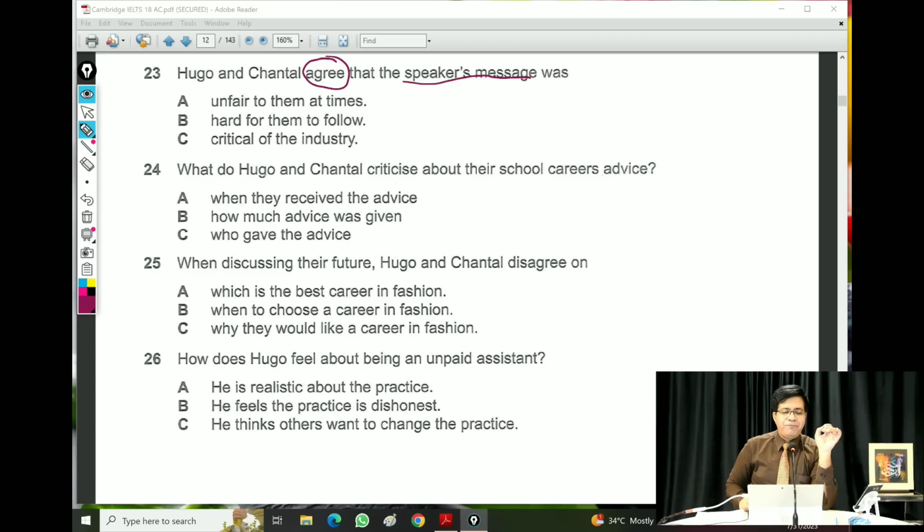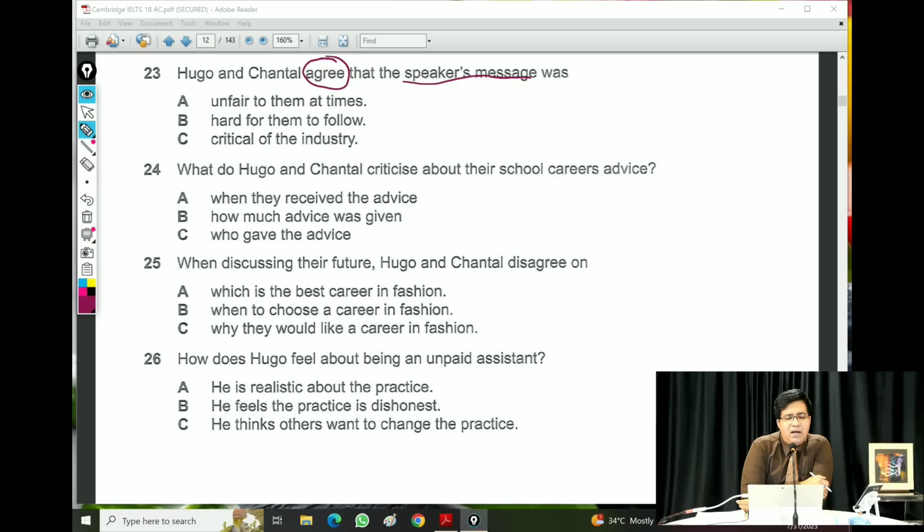Where they disagree, will that be the answer? No. For example, if one person says the speaker's message was unfair, and the other one says, I don't think so, A is not the right answer. Another one says the speaker's message was very difficult for me to follow. The other one says I found my way and it was quite straightforward, I understood every word. Will that be the answer? No, because they don't agree. It is the speaker's message was critical of the industry. Yes, I believe so, when they agree. So 3 options: unfair, hard to follow, and critical.